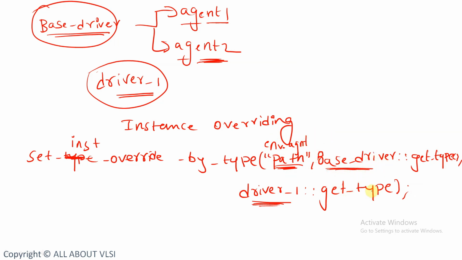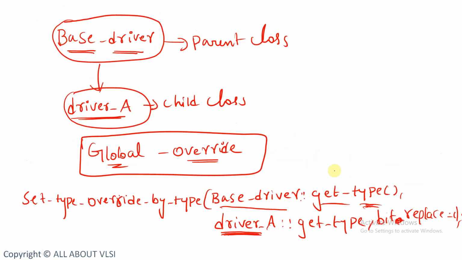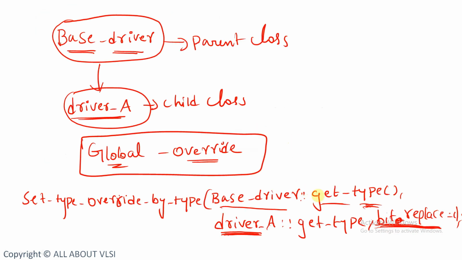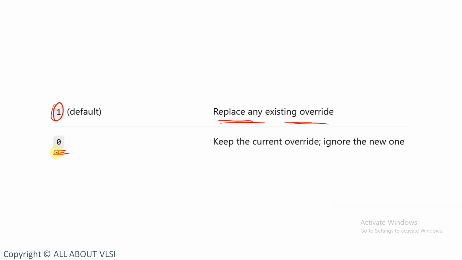Now there is one more argument which is known as bit replace. So what do you mean by bit replace? If this bit replace is equal to 1, that means it is going to replace any existing override. So if previously any overriding has happened, then also you can perform the overriding again. But if your bit replace is equal to 0, that means if any overriding has happened in the past, then your current overriding will be ignored. Okay, so that is the use of this bit replace.